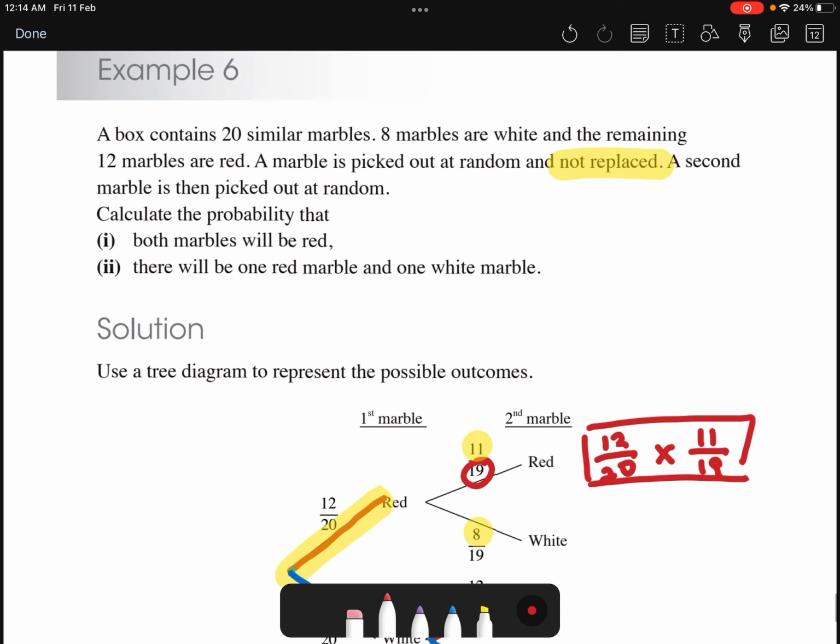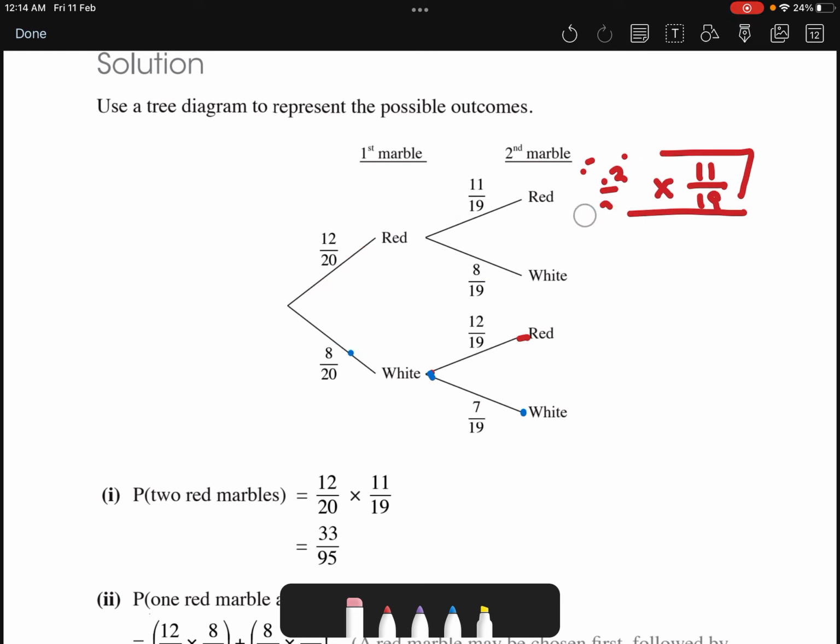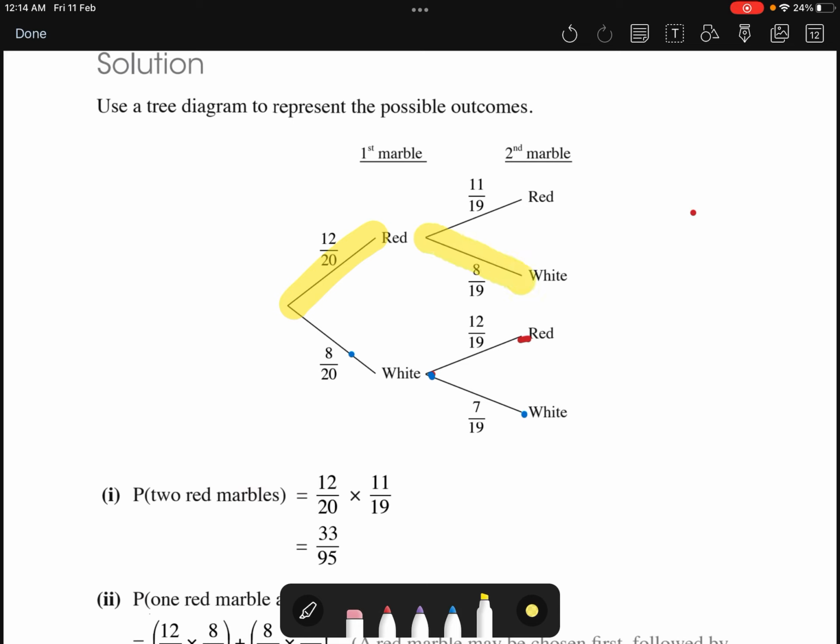Okay. Part 2, there will be 1 red marble and 1 white marble. So for this one, imagine you choose a red marble first. Alright, so maybe I erase this. You want 1 red, 1 white, right? So first choice you choose red, second choice must be white. So you just follow the branch. So this branch is roughly 12 over 20 multiplied by 8 over 19.